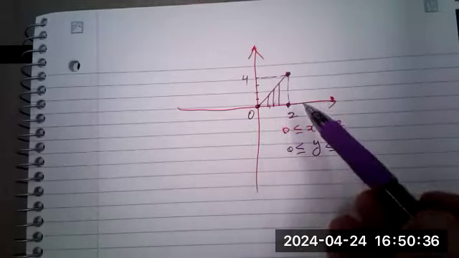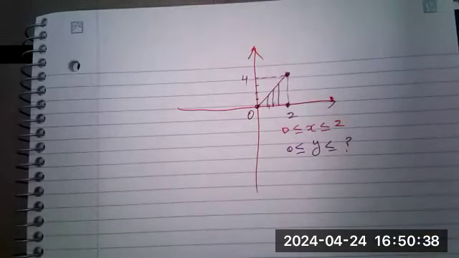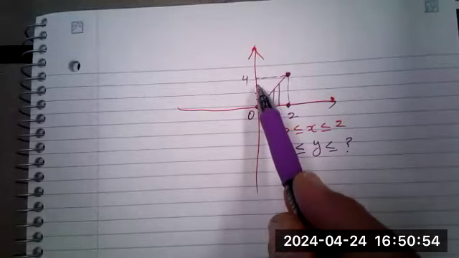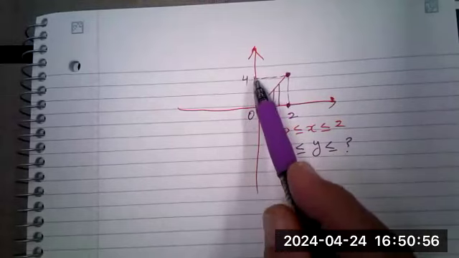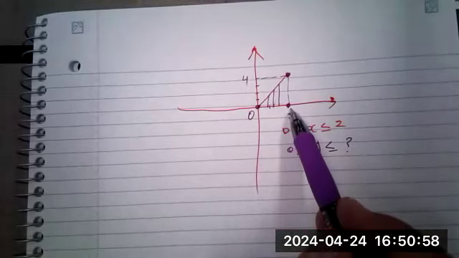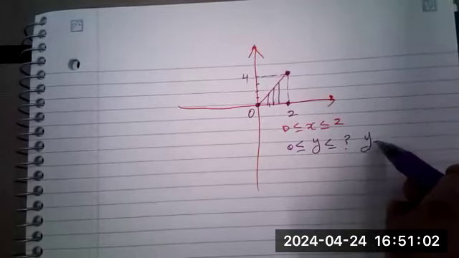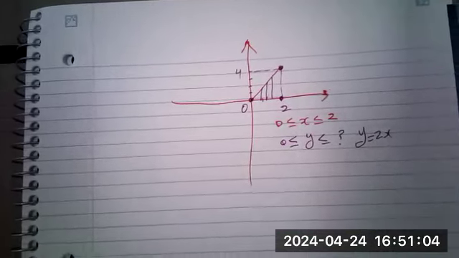This is from 0, 0 to 2, 4. If you have difficulty, you can use the formula for the slope to find it. But in this case, it's easy because it's a line passing through the origin. What is going to be the slope? It's going to be rise over run. The rise of 4, the run of 2. So the slope is 2. So the graph is going to be y equal to 2x.